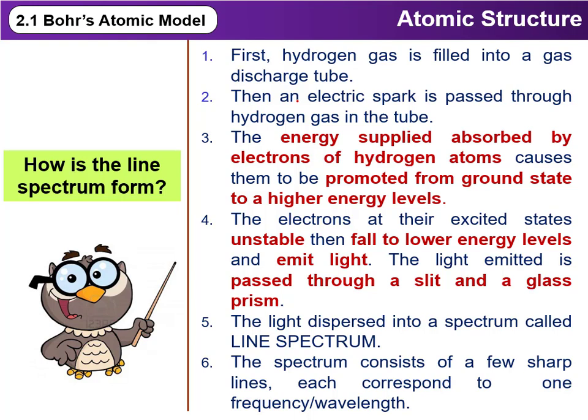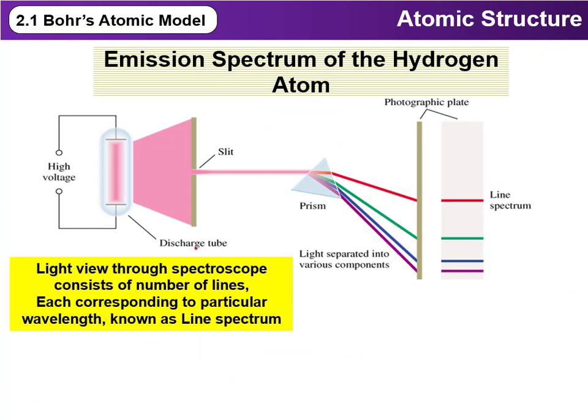First, the hydrogen gas will be filled into the gas discharge tube. The discharge tube is filled with H2 gas. Then, the function of the high voltage here is to supply energy to this H2 gas in the discharge tube. Then what happens? H2 gas will transform into H atoms, hydrogen atoms. We know that one hydrogen atom contains one electron, right?